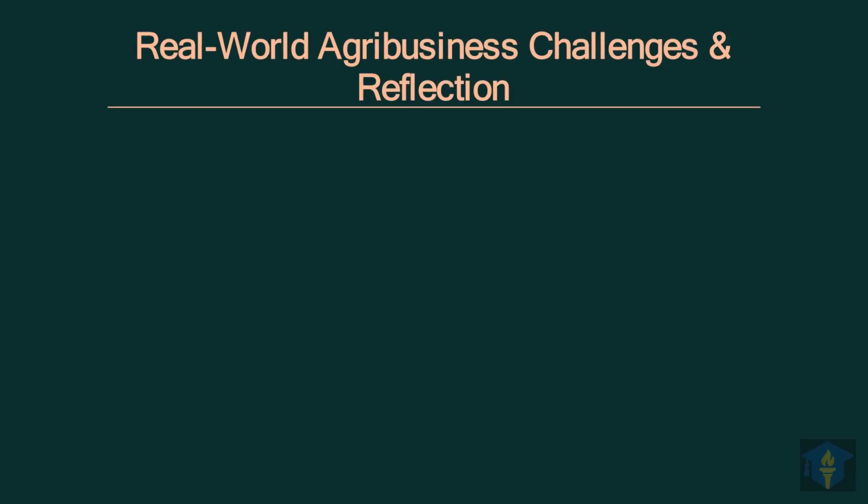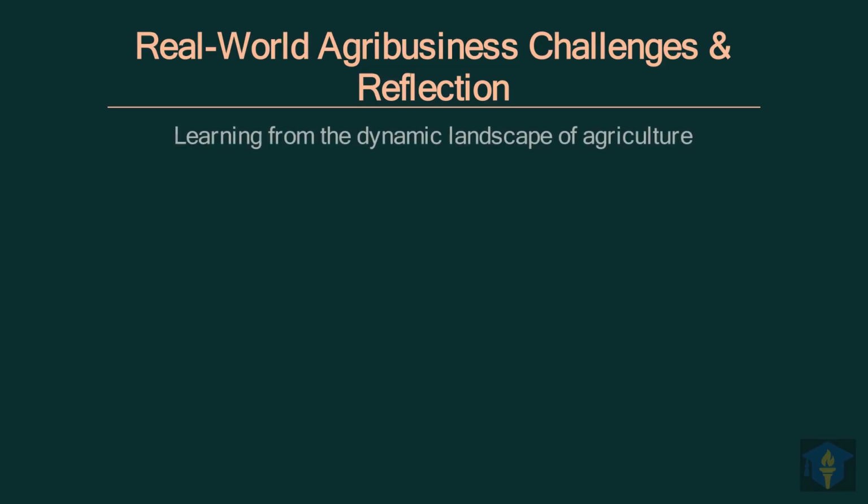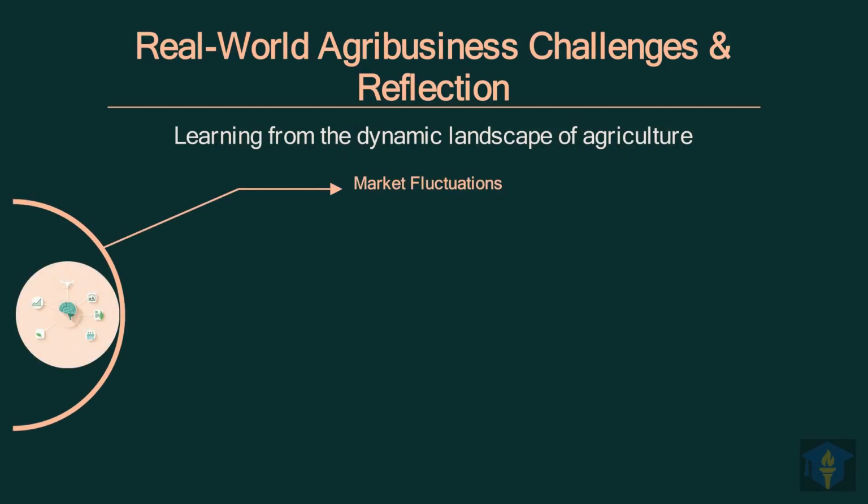Let's discuss real-world agribusiness challenges and the importance of reflection. We're learning from the dynamic and ever-changing landscape of modern agriculture. Market fluctuations present significant challenges for agribusiness operations. Volatility due to climate changes, political factors, and supply chain issues requires adaptive risk management strategies.